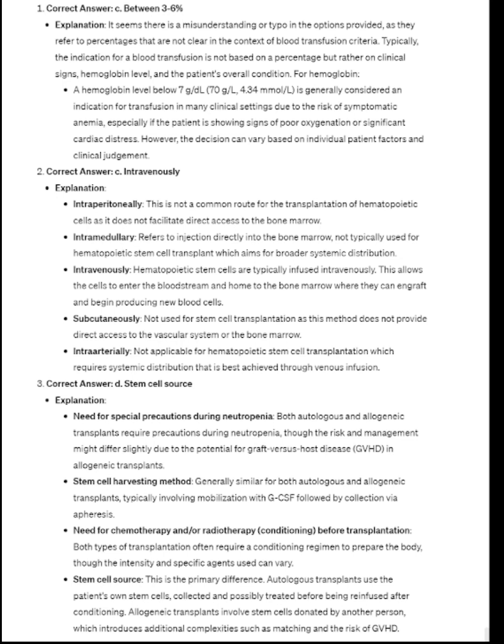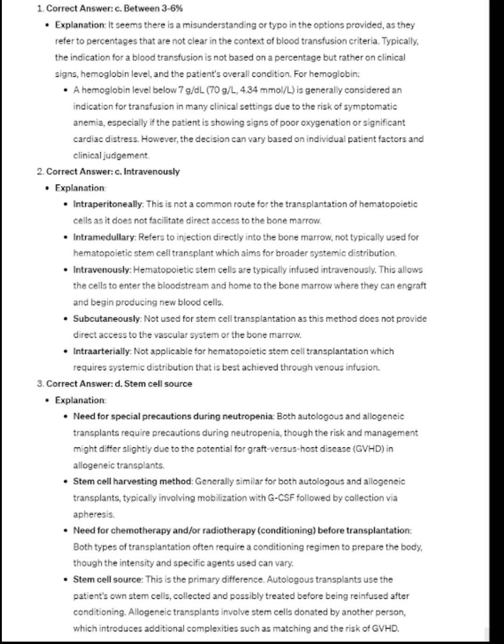Stem cell harvesting method. Generally similar for both autologous and allogeneic transplants, typically involving mobilization with G-CSF followed by collection via apheresis. Need for chemotherapy and/or radiotherapy conditioning before transplantation. Both types of transplantation often require a conditioning regimen to prepare the body, though the intensity and specific agents used can vary.